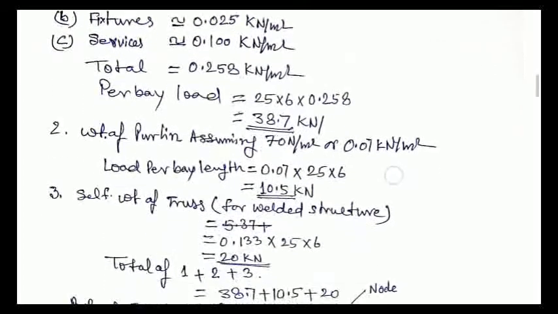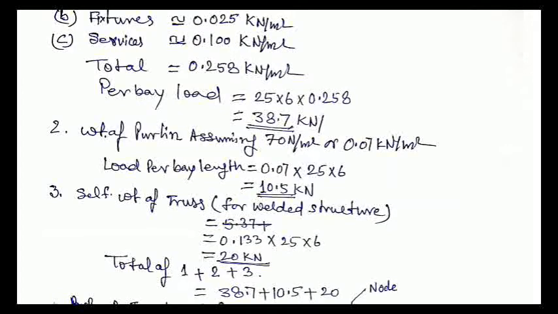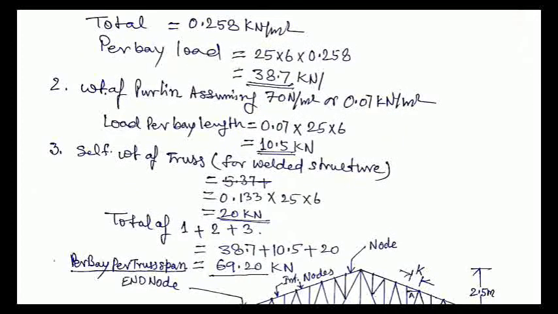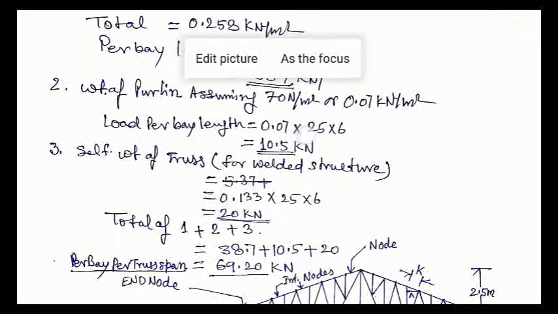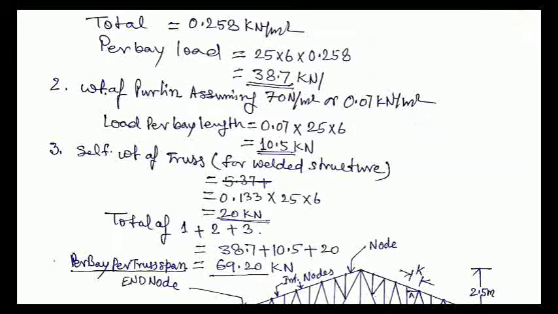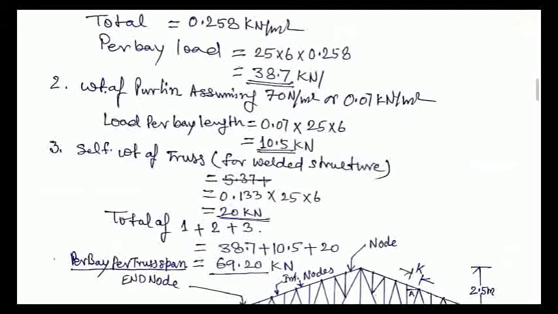This is dead load per bay or dead load per truss. Okay. Then second, weight of purlin. Assuming the self weight of the purlin to be 0.70 Newton per meter square, or you may say 0.07 kilonewton per square meter. So load every bay length, this is per square meter area load. So load per bay length comes out to be 0.07 into 25 into 6. So this comes out to be 10.5 kilonewton.